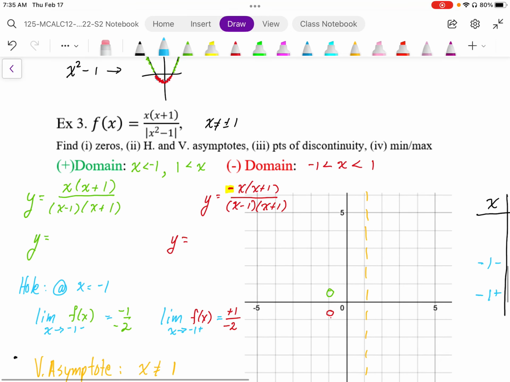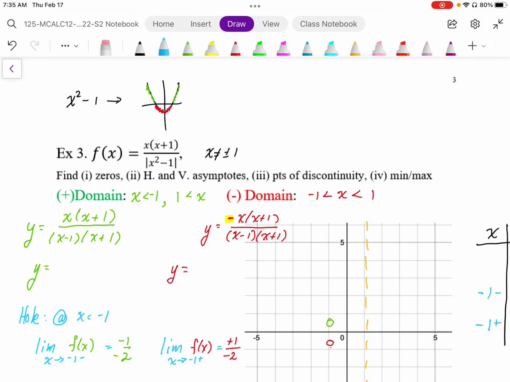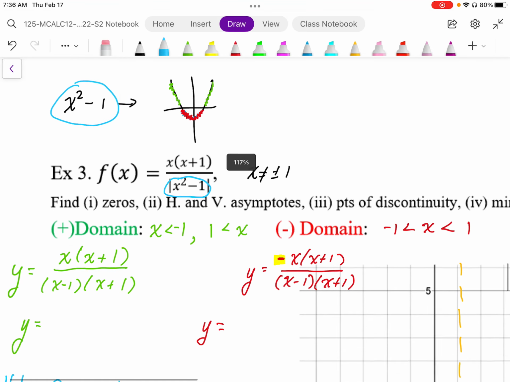So let's take a look at the domain first. The domain is where the inside here is equal to 0, where those are the boundaries, and where it's above 0, it's going to be the positive domain. Where that function is below 0, it's going to be the negative domain. So we have that function here. I've just graphed the inside to help me out with the domain.